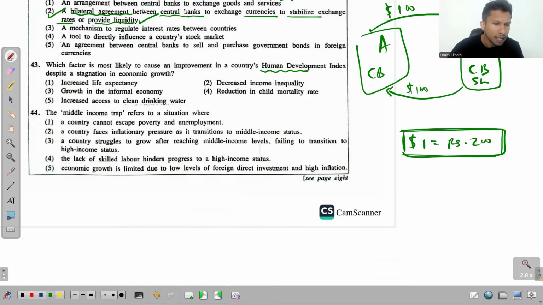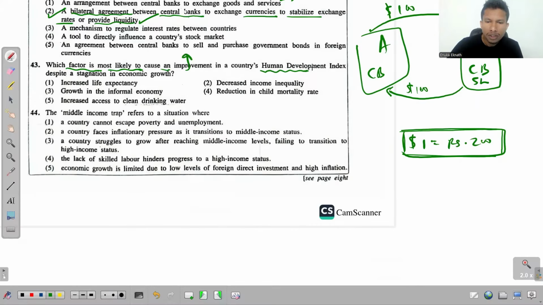Again, which factor is most likely to cause an improvement in a country's human development index despite stagnation in economic growth? So what's the answer then? The answer is very much clear: increased life expectancy, the very first point that we checked there. See, increase in life expectancy at birth. So that's the answer there.